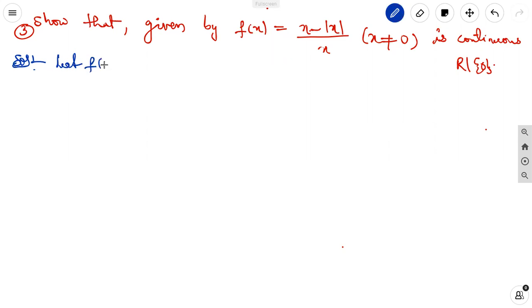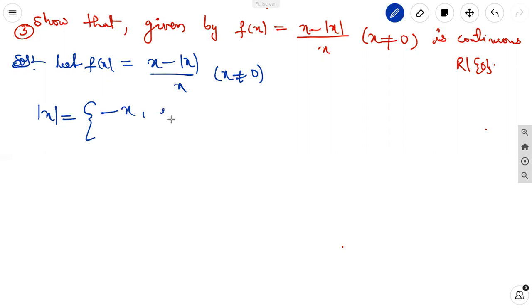Given function is f of x is equal to x minus mod x by x when x is not equal to 0. First, we define the mod x relation. Mod x equal to minus x if x is less than 0, plus x if x is greater than 0. That is the condition of the mod x. Next, we show that at limit x tends to 0, the left hand limit value and right hand limit value are both equal or not.